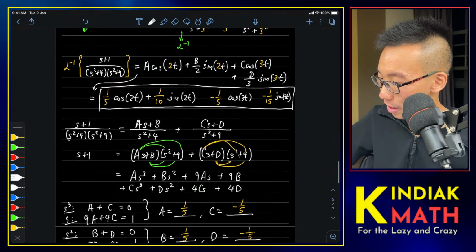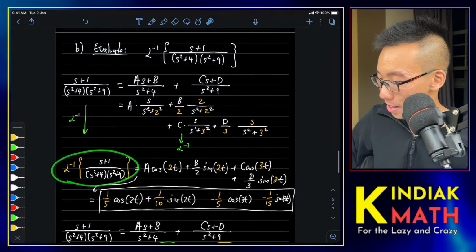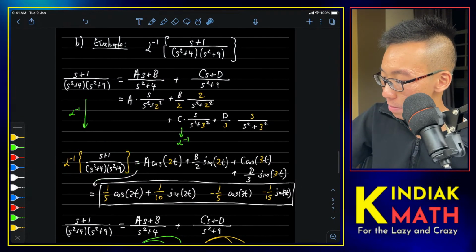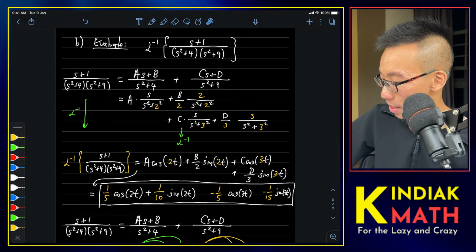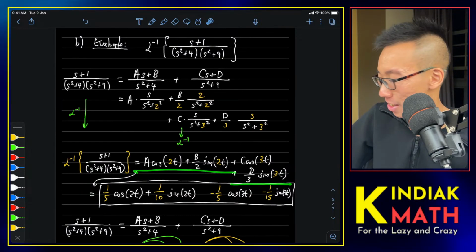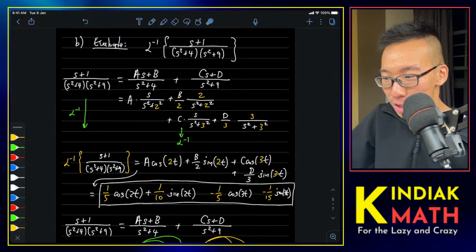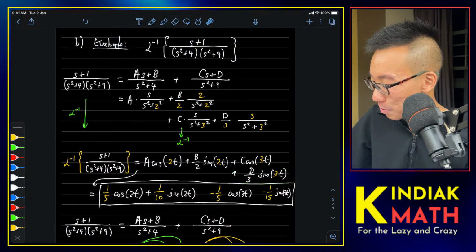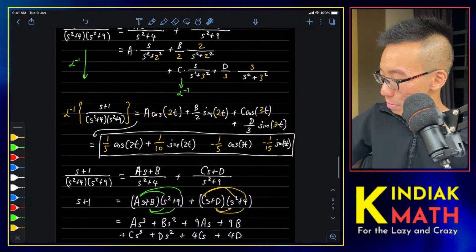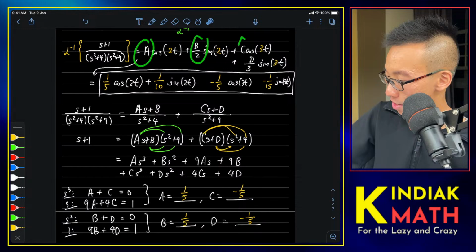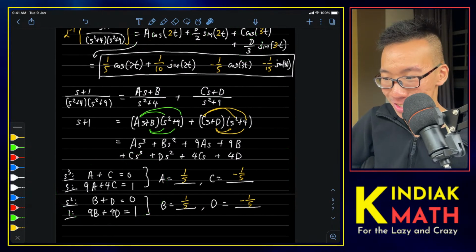The goal was to calculate the Laplace inverse. So what we did here is to decompose this fraction into two parts and apply the Laplace transforms. I don't know how to pronounce this word, Laplace. Let me know what you think in the comment section below. All that remains was to actually calculate these constants, which we did by comparing coefficients and then solving it.